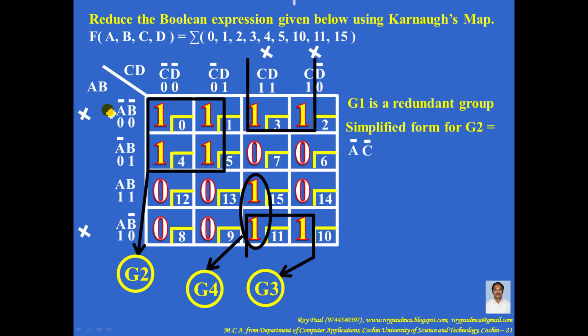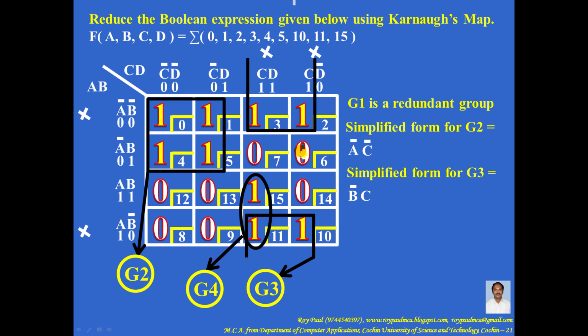Now which is a stable variable on the left hand side? B complement is a stable variable because A complement changes the state from A complement to A. So the stable variable is B complement. Which is a stable variable on the top? C is a stable variable. So the simplified form is B complement C.